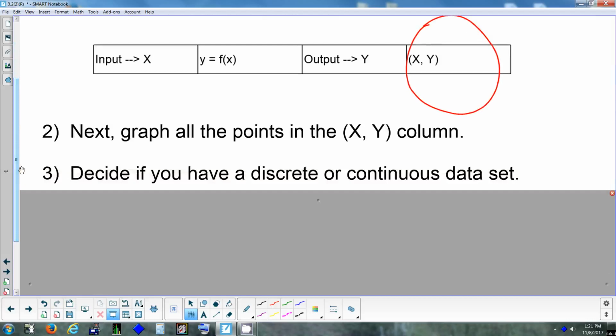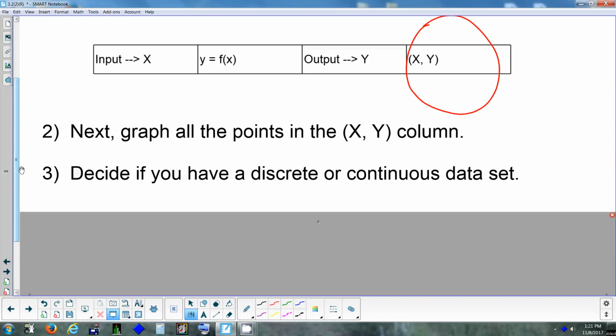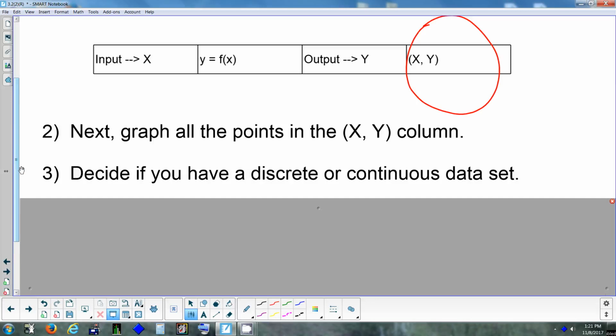And then the last thing you have to do is decide, based on the word problem, is this a discrete problem, meaning only certain numbers, or is it continuous, like boiling a pot of water? It's going to go through every single temperature from where it started to where it finished. It cannot skip. Same thing, just like money, right? Money would be considered continuous, right?